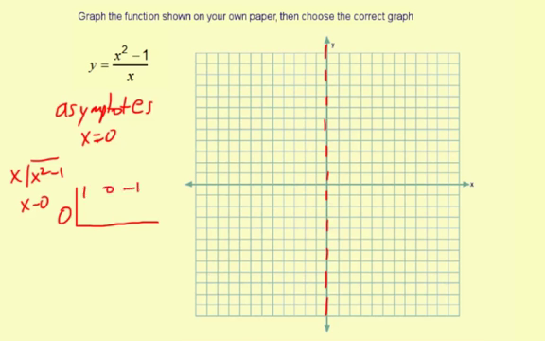1, 0, negative 1. So bring down the 1. 1 times 0 is 0. Add to get 0. 0 times 0 is 0. Add to get negative 1. Now this is the part you want to be concerned with. Don't worry about the remainder. This is the x place and the 1's place.